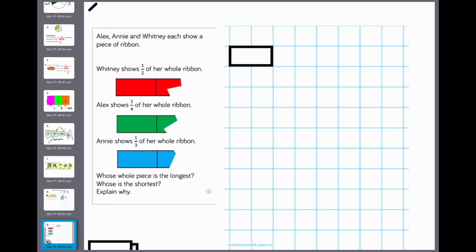So let's start with Whitney's ribbon. She is showing us half of her whole ribbon. So here is Whitney's ribbon. Whitney is showing half of her whole ribbon. How many more parts do I need to make her whole ribbon? 2, because the denominator is a 2. That means her ribbon has 2 equal parts. She's already got part 1 and here's part 2. So that's Whitney's ribbon.